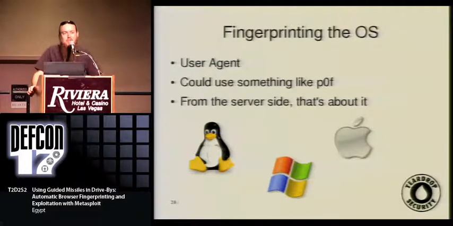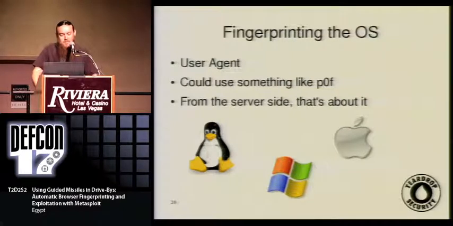Fingerprinting the OS from the server side using the traditional user agent string matching is subject to the same problems for fingerprinting the client in the same way. We could also use something like p0f for passive fingerprinting using TCP artifacts and things that are different about any given operating system from others. But that sounds like work.